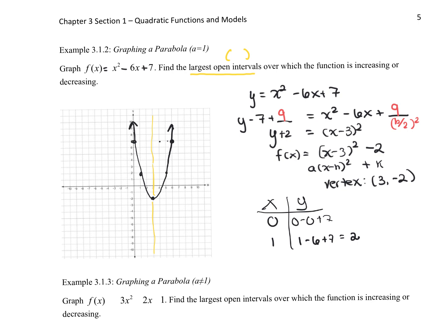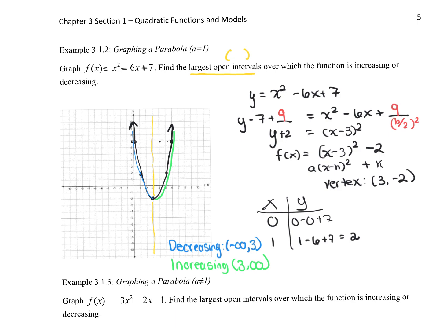Now to answer this, find the largest open intervals for increasing and decreasing. Open intervals, parentheses. On this side, I am decreasing till I get to my vertex. So decreasing. To make it the largest, we're going to start from negative infinity up until that y value, or sorry, that x value gets to 3. That side's decreasing. This side is increasing. So from 3 to infinity.